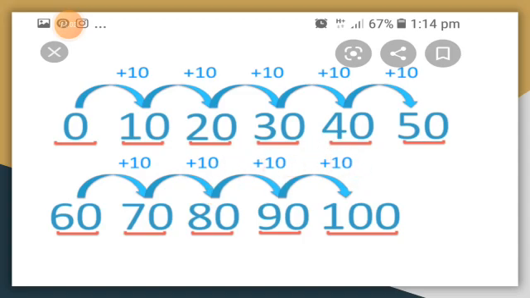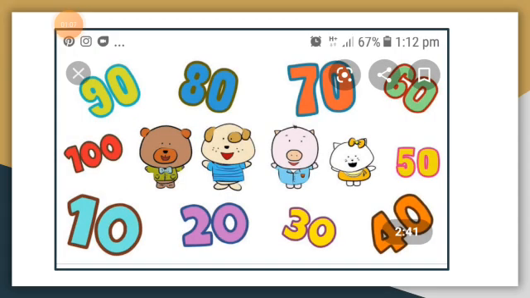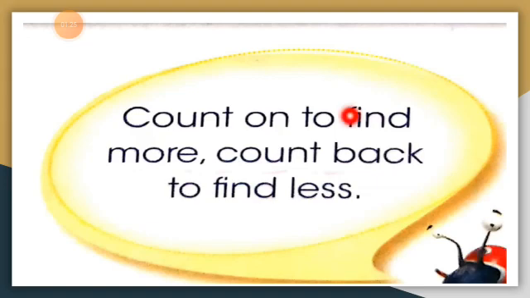This is how you will make the decade number. Decade numbers are the multiples of 10. Look at over here. On this one page, we have so many colorful decade numbers: 10, 20, 30, 40, 50, 60, 70, 80, 90 and 100. These all are the decade numbers. Remember, we always count on to find more and count back to find less.